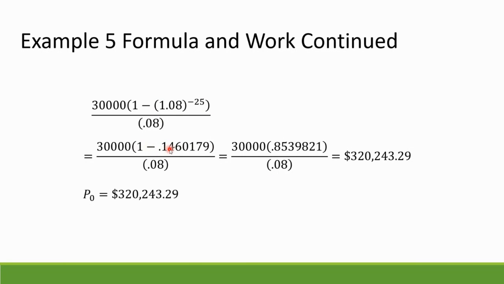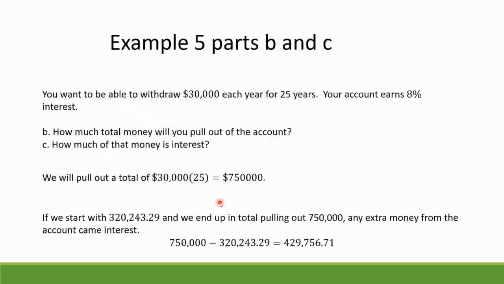Now we do 1 minus that, and that gives us this number over here. And we're multiplying that by 30,000, and we're dividing by 0.08. Again, it's all in the formula, and we end up with this. And again, I'm rounding to 2 decimal places, okay? I will tell you on the final how many decimal places to round to, okay? Good. All right. Okay, so we have that.